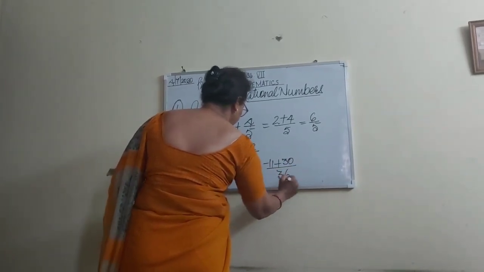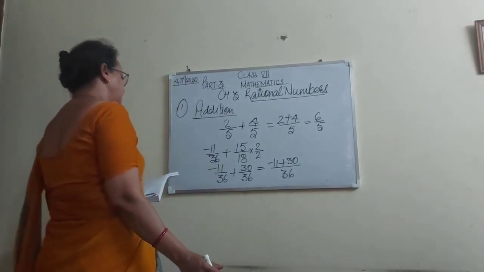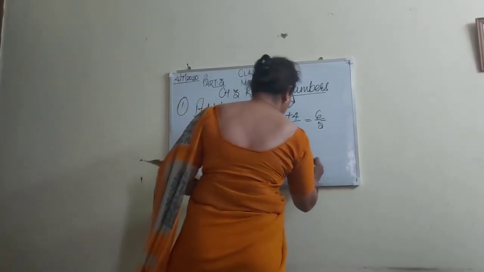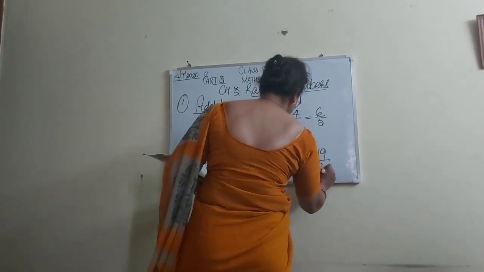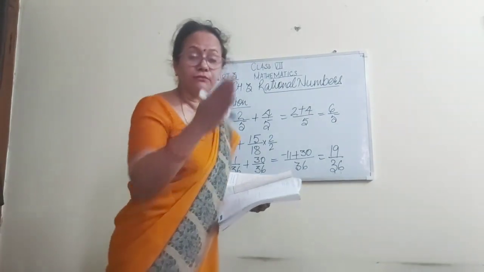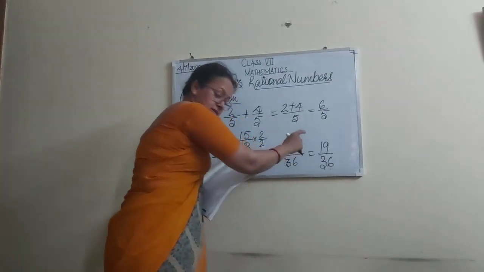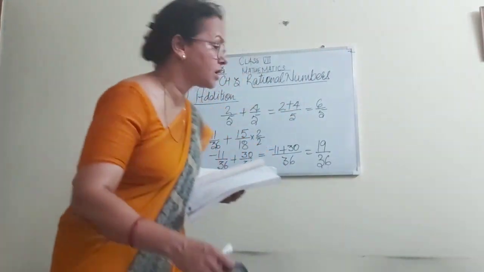Now we subtract: 30 minus 10 is 20, 20 minus 1 is 19. So it will be 19 by 36. Always keep it in mind: whichever number is bigger, whatever sign is in front of it, that sign you have to put at the last. Clear students?